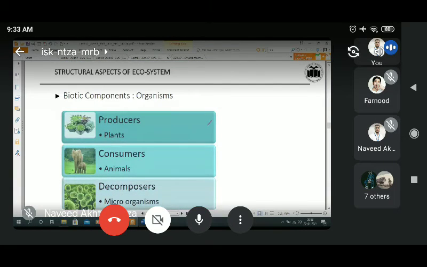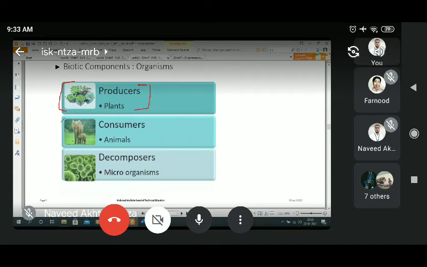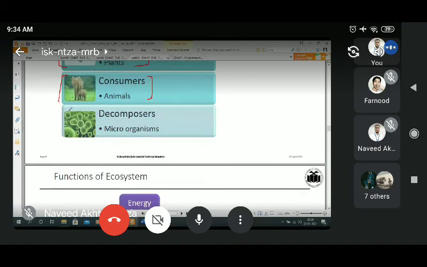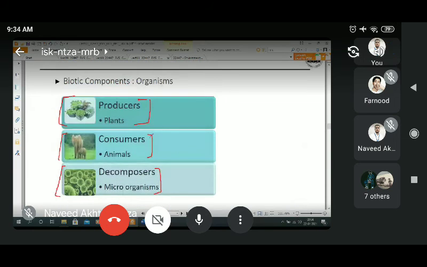Then in the biotic component, we come to the organisms. It may be plants, the producers, that is vegetables and other fruits; they come under the biotic system. Also the consumers, the animals and human beings, and the decomposers, the microorganisms, etc. They all come into the biotic components or organisms.